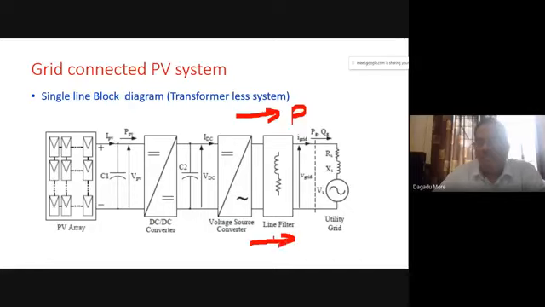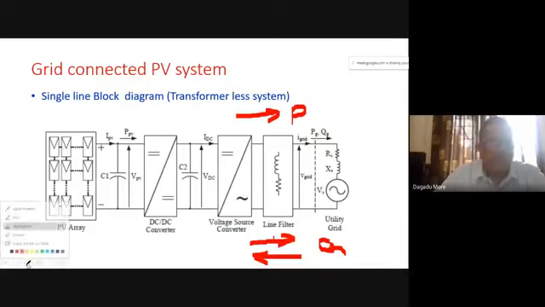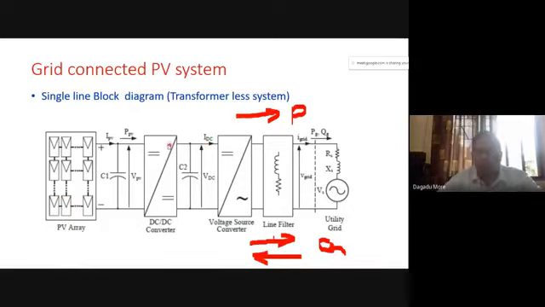Depending upon the grid requirement, it is possible with this voltage source converter that for Q, either we can absorb or we can deliver. So we can provide a lagging reactive power or a leading reactive power. That is the importance we are having here. Active power is flowing from this solar PV system to the grid. This is the grid. Whereas the reactive power exchange can be in both directions, from grid to the inverter or from the inverter to the grid.